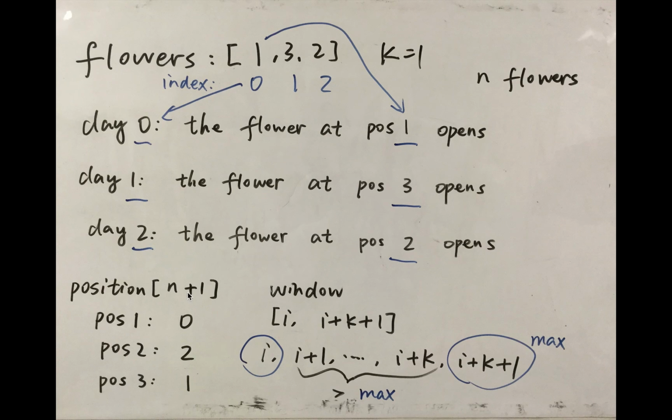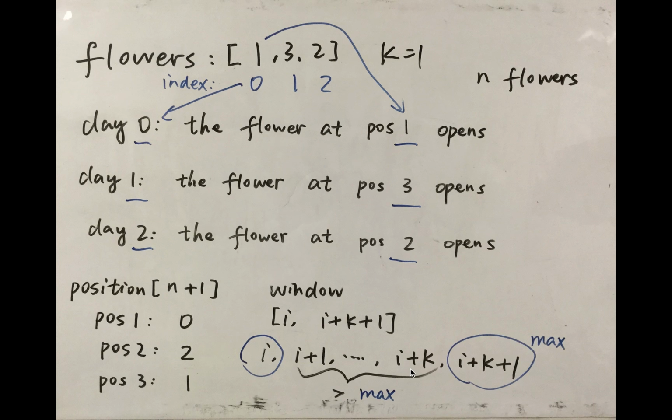So basically, this is another version of the flowers. Basically, they are the same. But the size should be n plus 1, as the start index is 1, not 0. So we just simply plus 1. And we just iterate the position array to find a valid window. So it's changed to a sliding window problem.